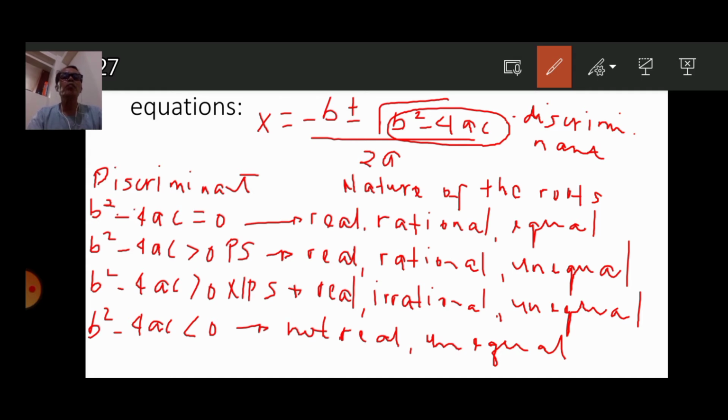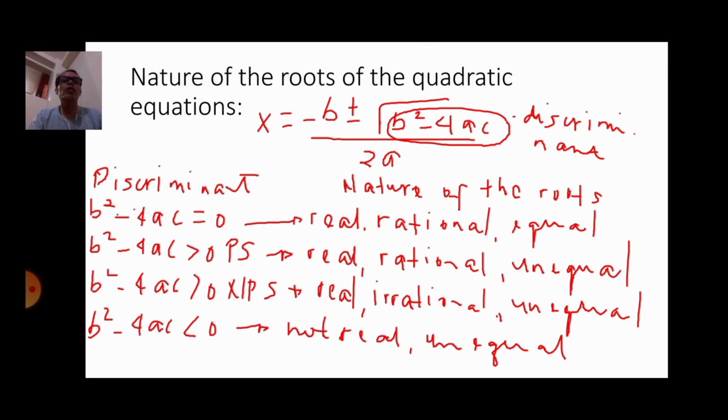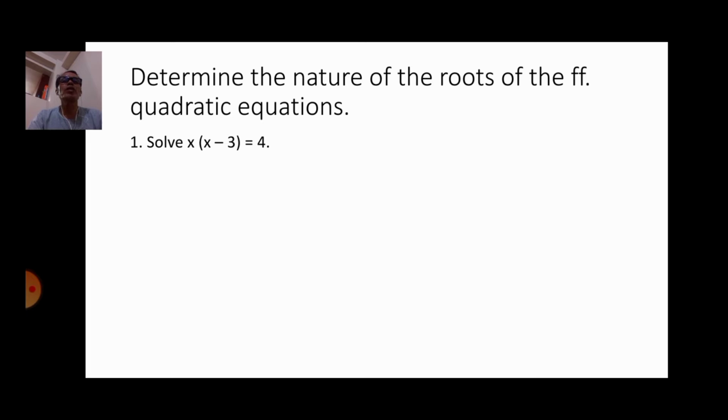If the discriminant b squared minus 4ac is greater than 0 but not a perfect square, when we say greater than 0, it is a positive number, and examples of non-perfect squares are 2, 3, 5, 6, 7, 8, 10, 11, and so on. So the roots are real, irrational, and unequal. If the discriminant is less than 0, the numbers are negative, so the roots are not real and unequal. Okay, let's find an example.